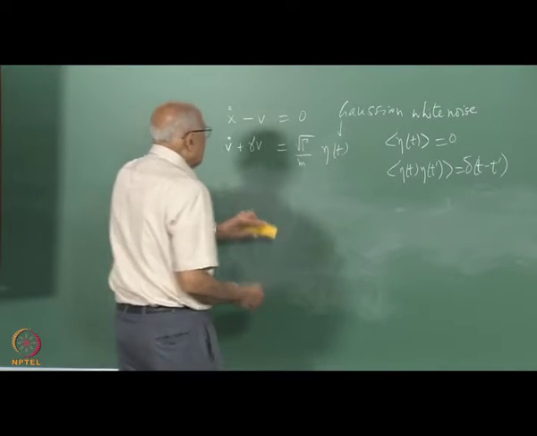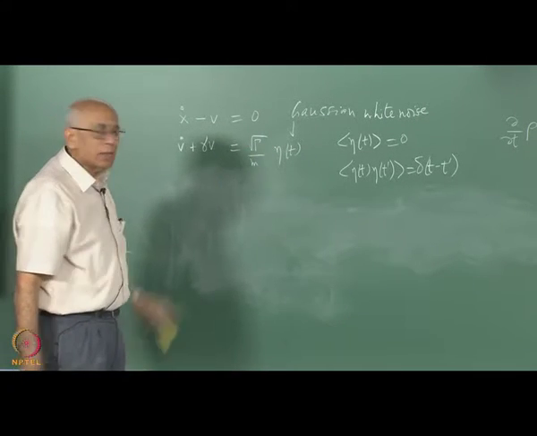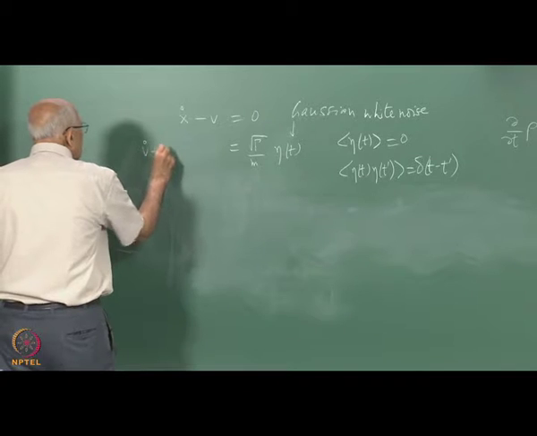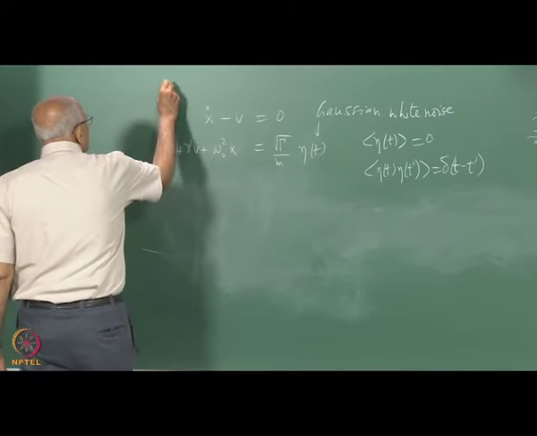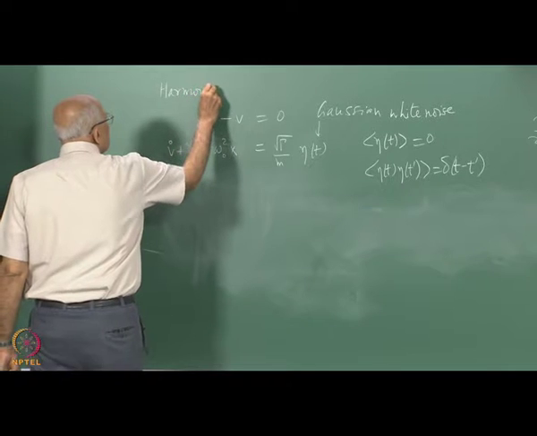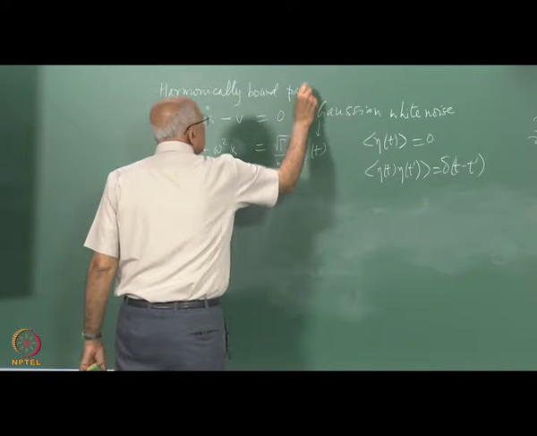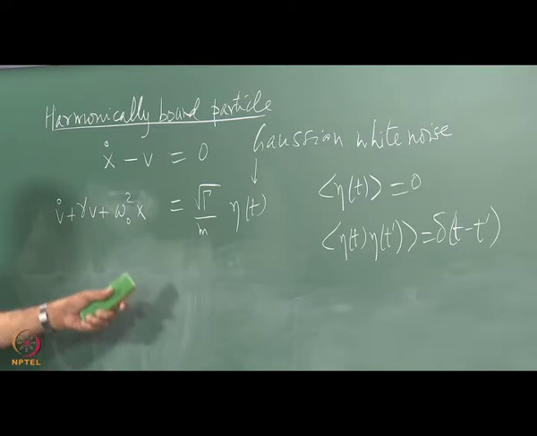I can write this down by adding to this the restoring force, and that of course is minus m omega squared x, and I have divided out by m. So there is also a term v dot plus gamma v plus omega naught squared x. Let me call it omega naught, the unperturbed frequency of this oscillator. So this is the case of a harmonically bound particle, and that is the equation. Everything else is unchanged, exactly as it is.